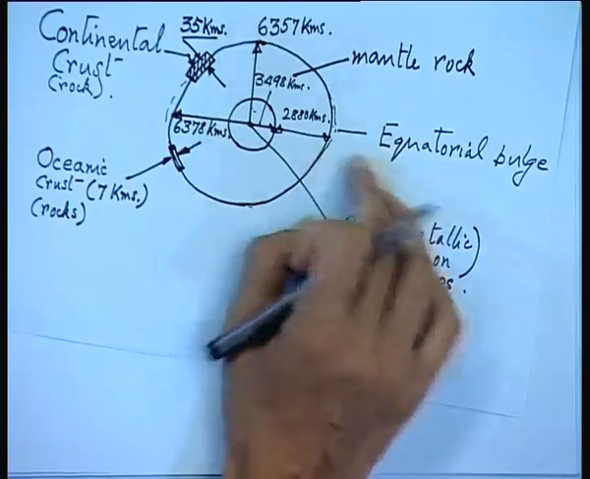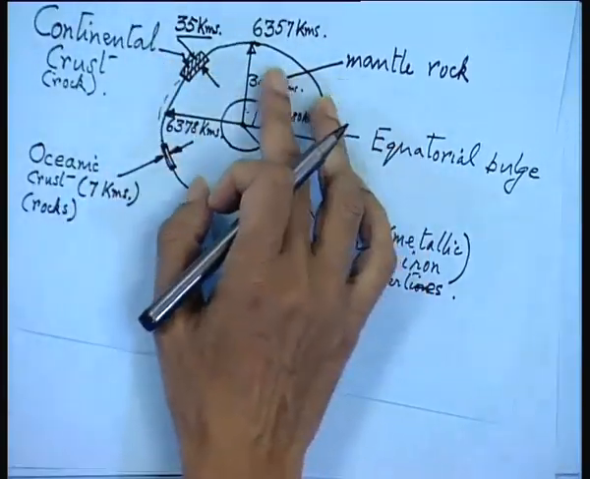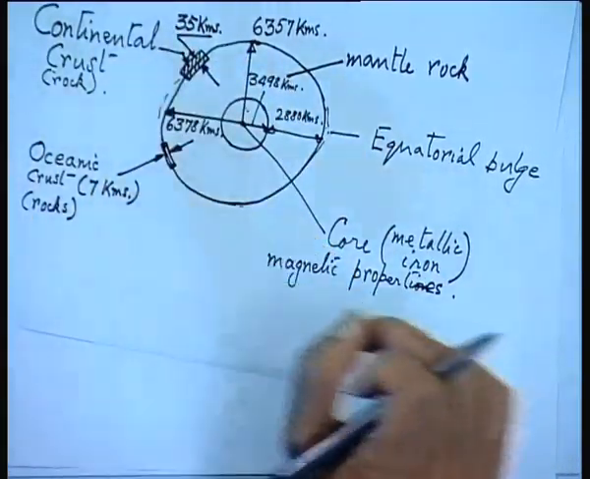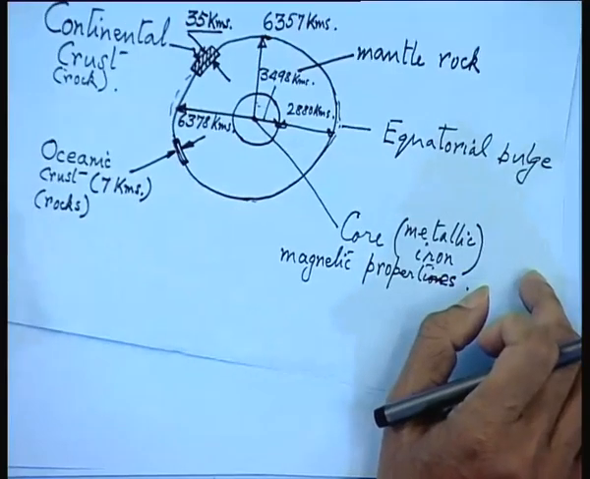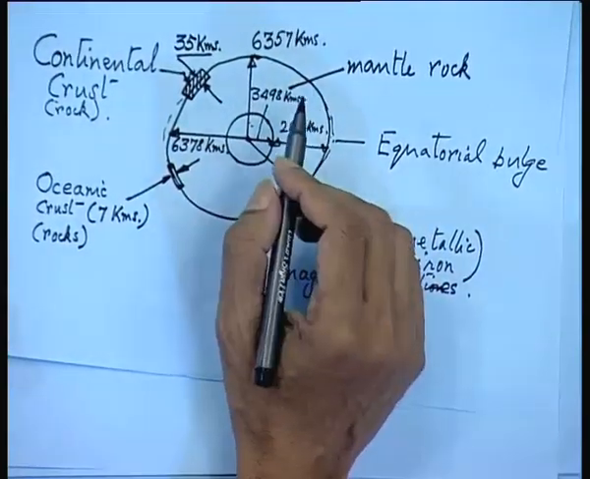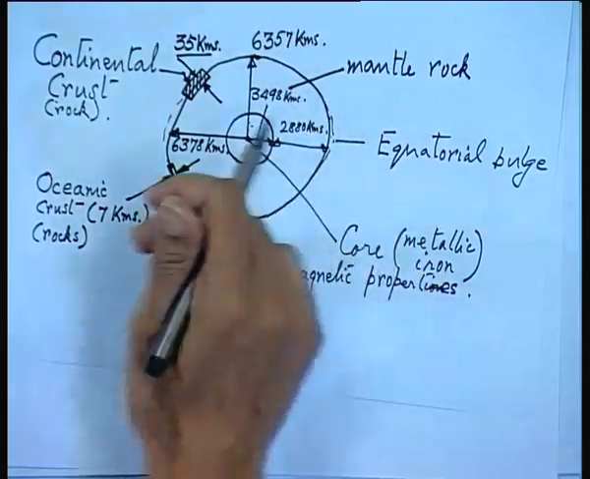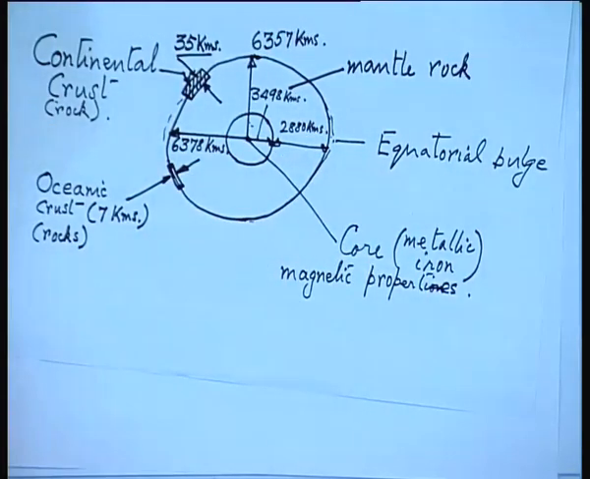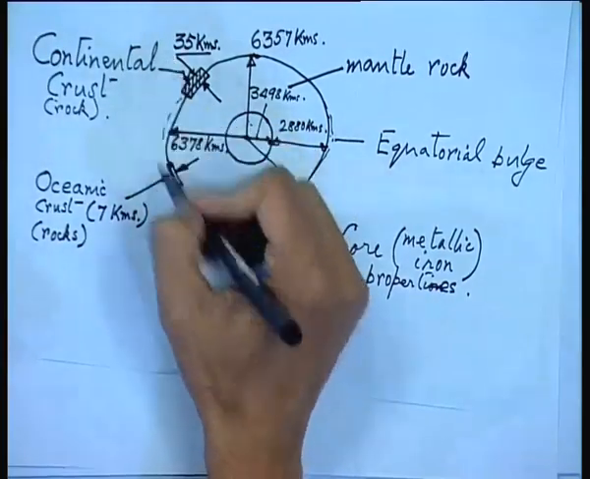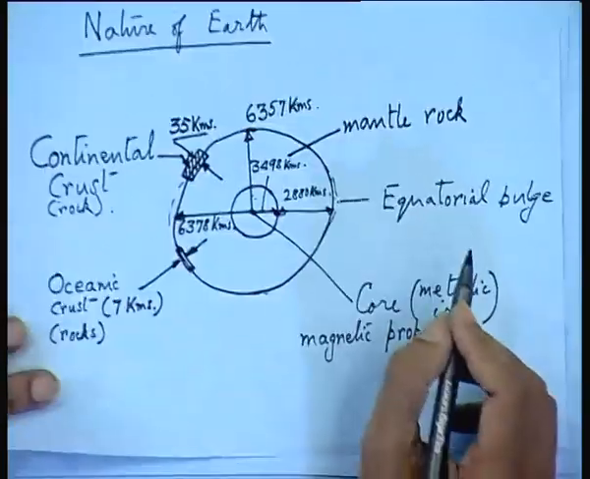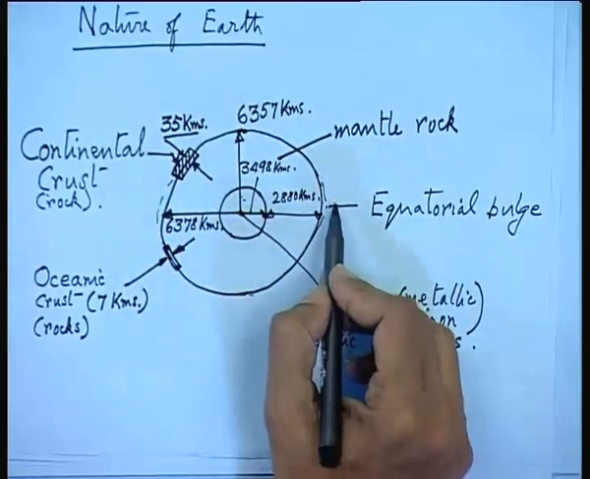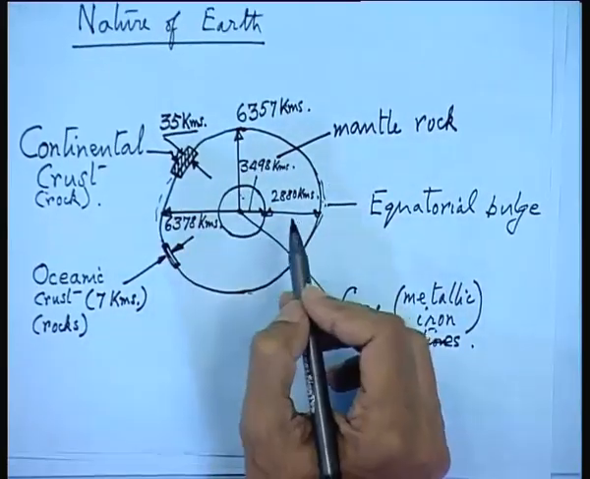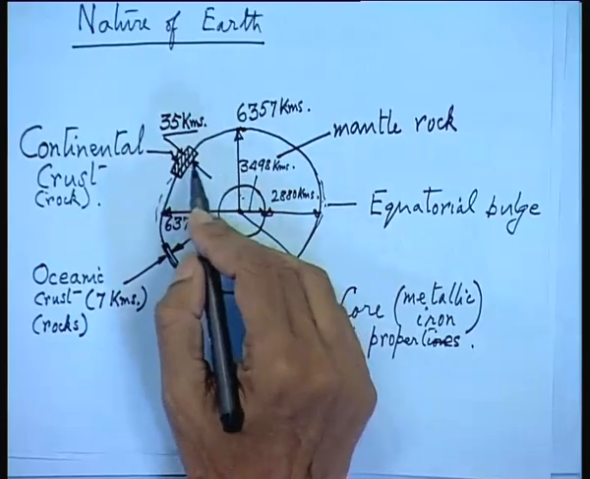So, these are the parts of the earth. You have the equatorial bulge and then the mantle, core, rocks, and continental and oceanic crust. Now, here you will find, as I have told previously, that these continental and oceanic crusts, if you can see from this diagram, are essentially floating on the mantle rock. So, that means they are not fixed.